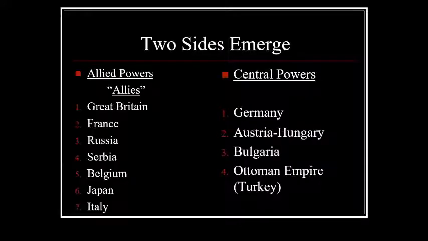Now, so we have our two sides emerging. We have the Allies, which of course is Great Britain, France, Russia, Serbia, Belgium, Japan, and Italy, because Italy actually switches sides. And then we have the Central Powers, which is Germany, Austria-Hungary, Bulgaria, and the Ottoman Empire, kind of because they're in the center of the Allies. Like they're just a column with opposing Allied power columns on either side of them.